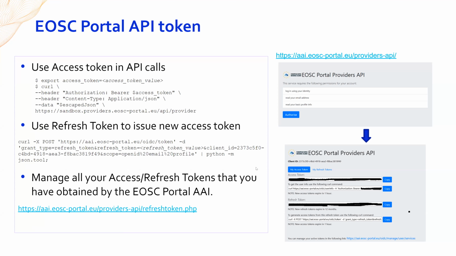So here are some examples of how to use the token. We'll see it in the demo later, so I'm not staying long on this part. In essence, you add it as a header right here, and then you call the API. Here is another script that is used to generate a new access token from the refresh token. And again, here's the link to manage your access and refresh tokens.